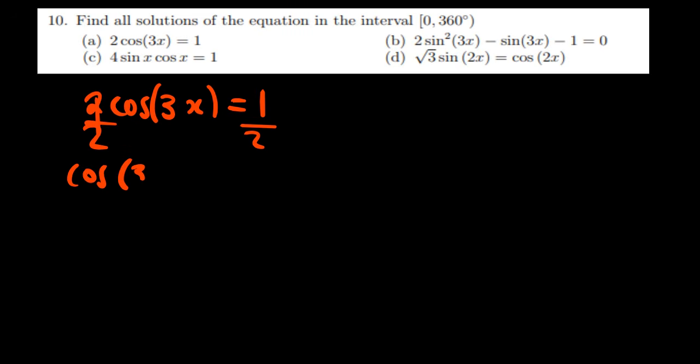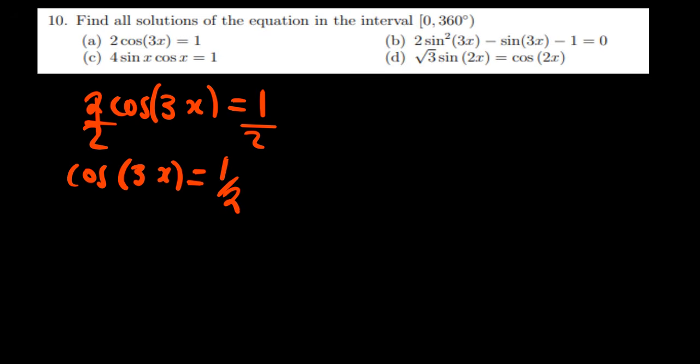Okay, then find all the solutions of the equations in the interval. Okay, so how do we solve this one? It's not very much different from the previous one. We've got 2 cos 3x is equal to 1. So what are we going to do? I can divide by 2 on both sides, so that I just remain with cos 3x is equal to 1 over 2.